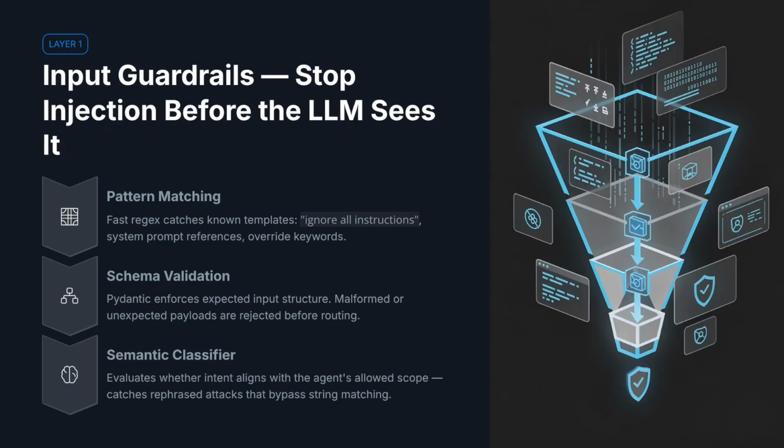Input guardrails work in layers of increasing sophistication. The first pass is pattern matching. Fast regex catches obvious injection templates like "ignore all instructions" or attempts to reference system prompts. The second layer is schema validation with Pydantic, which enforces that the user input conforms to an expected structure before it goes anywhere near the model. The third and most powerful layer is a semantic classifier that evaluates whether the input's intent is consistent with the agent's allowed scope, catching rephrased attacks that bypass string matching.